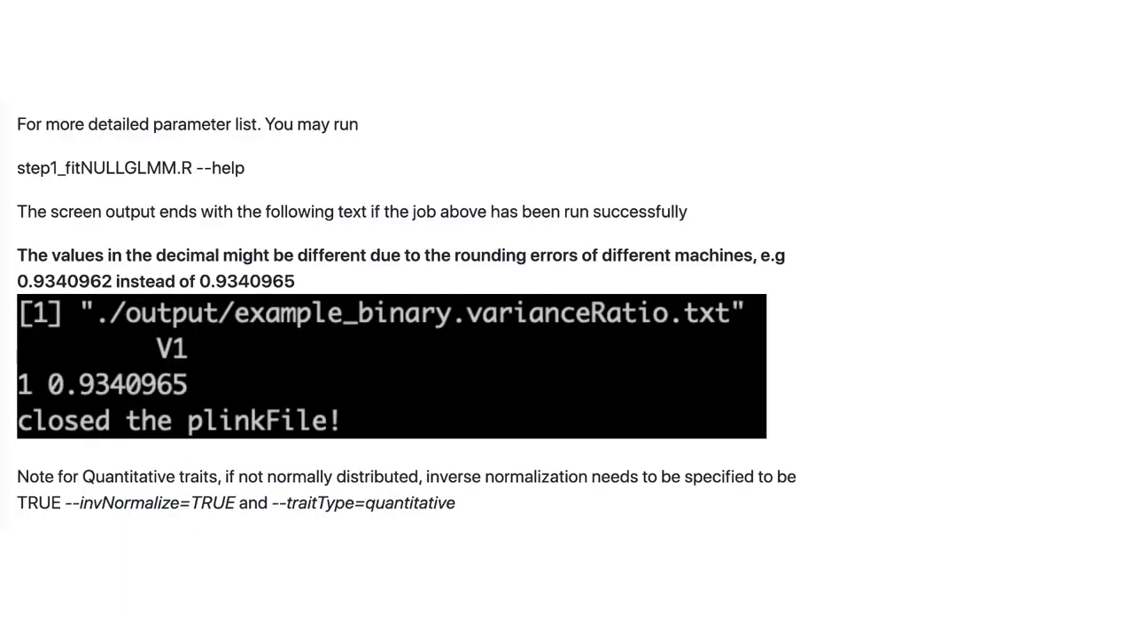There are way more options available for step 1, and for more details, you can call this R script with --help to see all of them. And if you run the example step 1 command in the previous slide, you can expect to see the screen output end with the following text if the job has been run successfully.